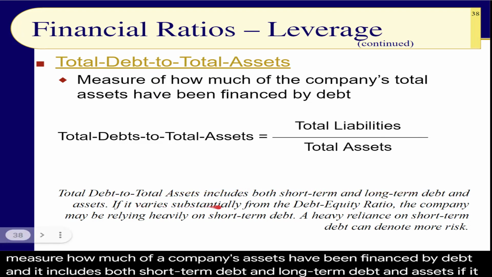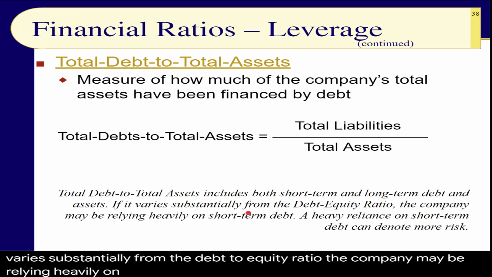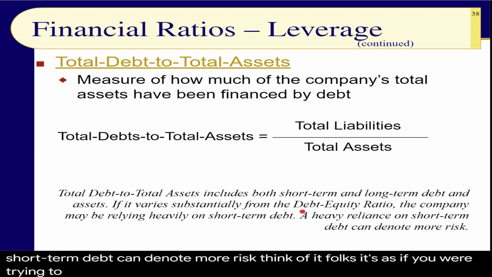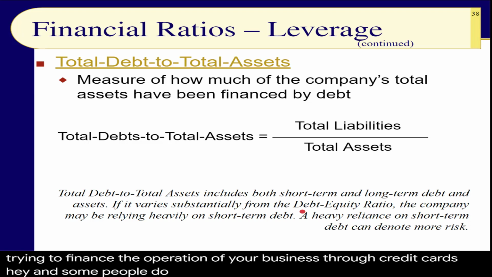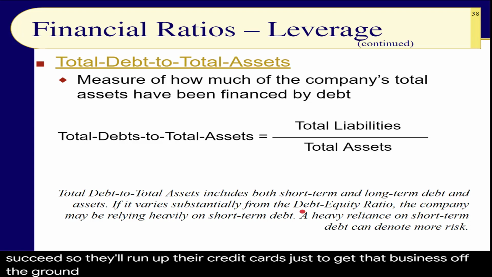If it varies substantially from the debt to equity ratio, the company may be relying heavily on short-term debt. Heavy reliance on short-term debt can denote more risk. Think of it, folks. It's as if you were trying to finance the operation of your business through credit cards. Hey, and some people do that. They are bound and determined to succeed, so they'll run up their credit cards just to get that business off the ground. Very, very risky.